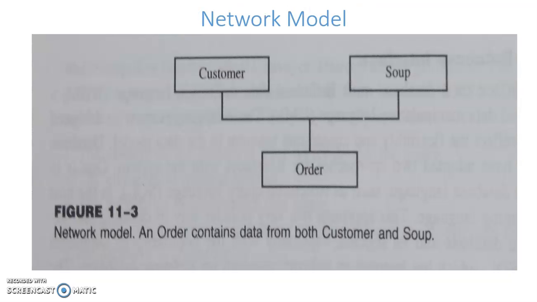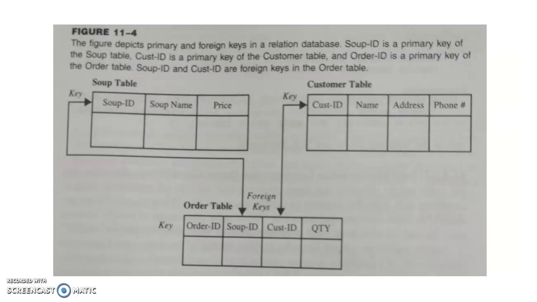This is an example of a network model where an order contains data from two different classes, that is customer and soup. This is the concept of foreign keys, where soup ID and customer ID are the foreign keys of order ID, which is a key.